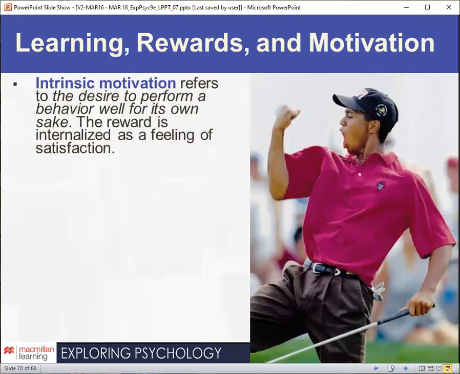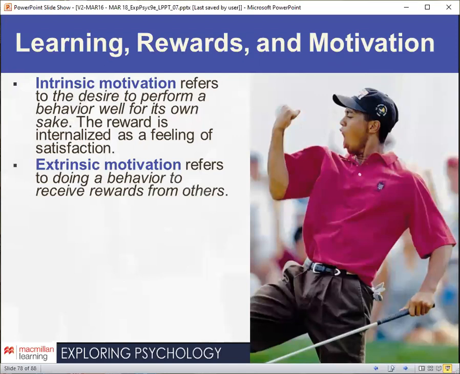Learning, rewards, and motivations. Now, I referred to this briefly a few minutes ago. Intrinsic motivation. Intrinsic motivation refers to the desire to perform a behavior well for its own sake. The reward is internalized as a feeling of satisfaction. So you are intrinsically motivated to do something. You'll be doing this even if there was no one around to give you attaboys or attagirls. You'll be doing it anyway because you feel satisfied when you do it. It's intrinsically motivating to you.